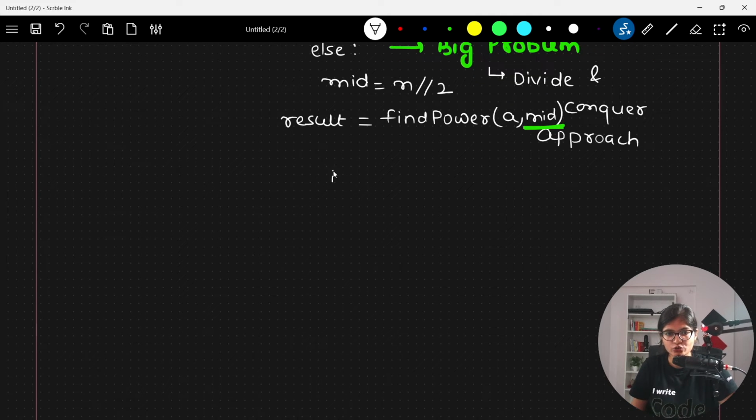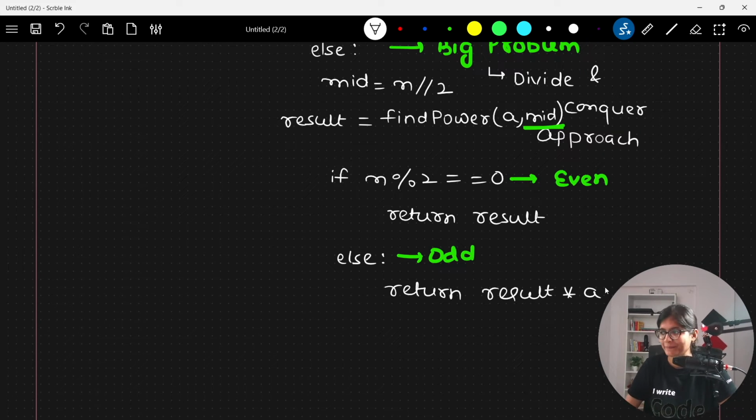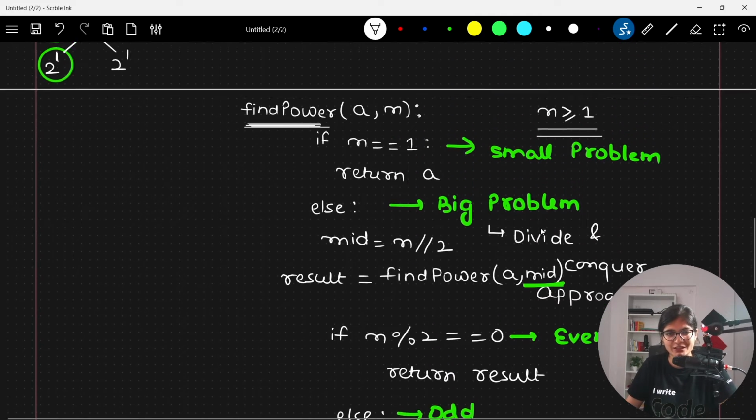So here we need to check if the value of n modulo 2 is equal to 0. This is giving us a guarantee that it's an even number. If it's an even number, the approach is perfectly fine. We can simply return the result, right? Otherwise, in the else case, it means that's an odd number. If that's an odd number, we can simply return the value of result into the value of a. So one more time multiplication is required with respect to a. That is the only difference with respect to even or odd.